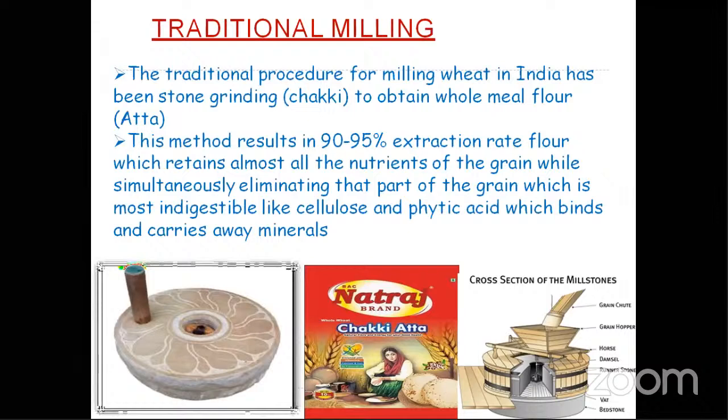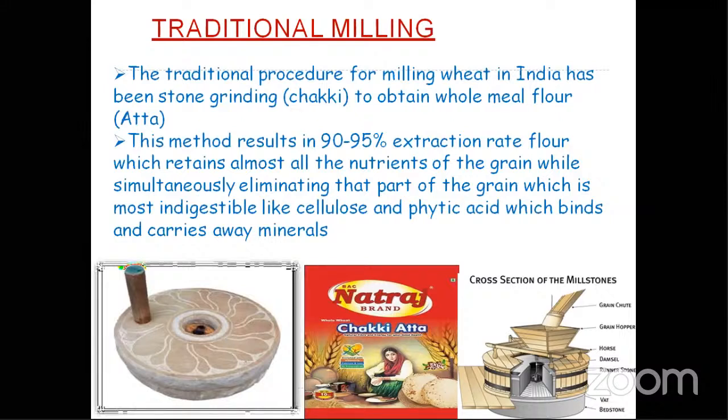In this chakki, you may see there are two portions, upper one and the lower one. This upper one was not fixed, but the lower one is fixed. We feed the grain from this central hole and then we move this upper part with the help of this handle, and then the grain gets grinded and we get the flour.